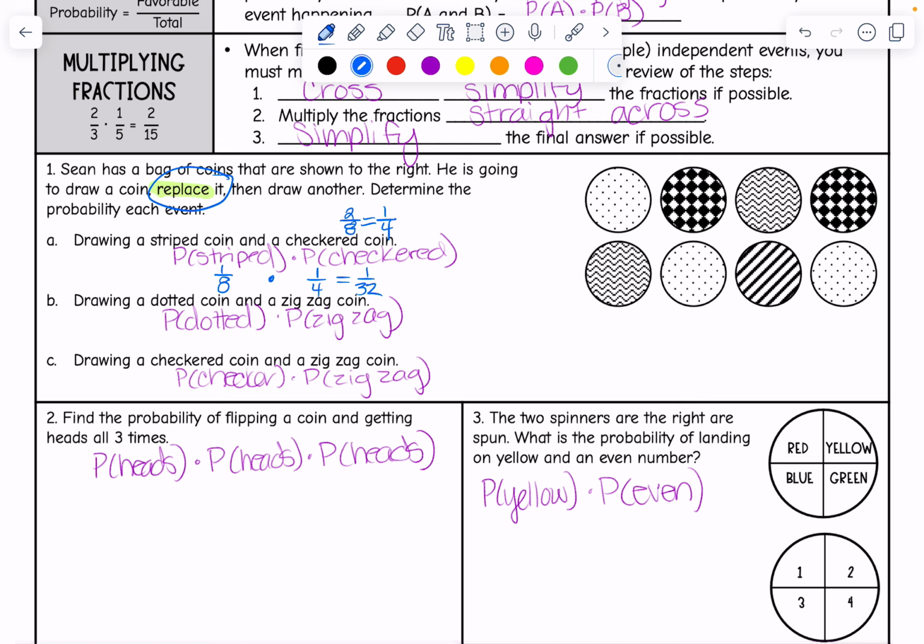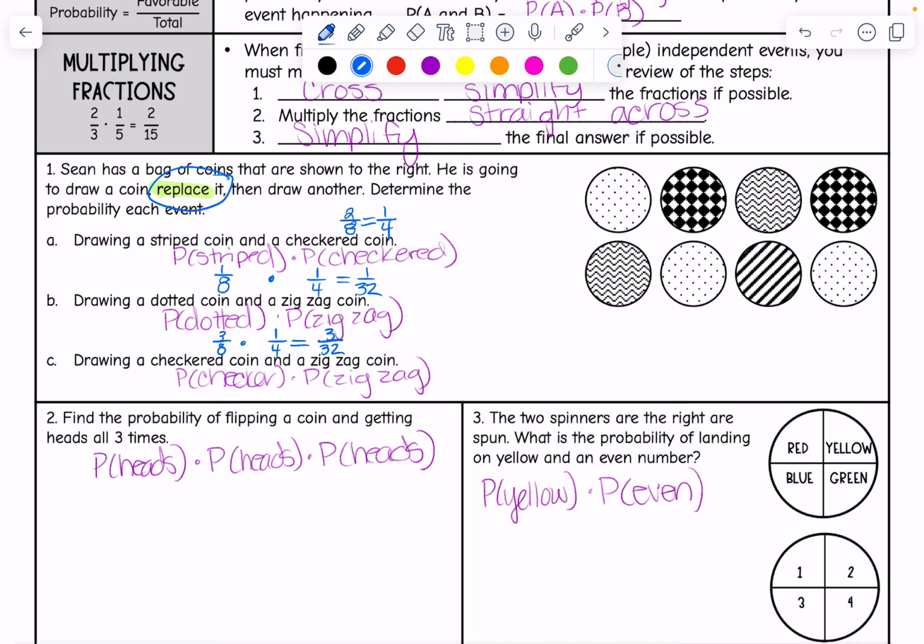I'm going to look now at the probability of drawing a dotted coin and a zigzag coin. I see 3 dotted coins out of the 8, so that's 3/8. I'm going to multiply that times the probability of getting a zigzag. I see 2 zigzags, and we already figured out that 2/8 simplifies to 1/4. So 3/8 times 1/4, there's no cross simplifying for me to do here, so I can just multiply straight across and get 3/32.